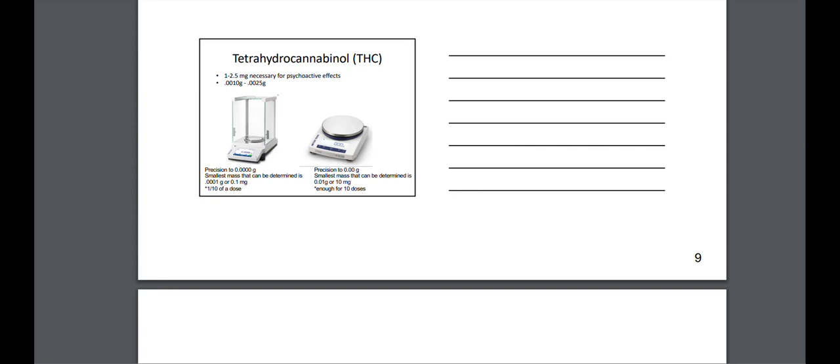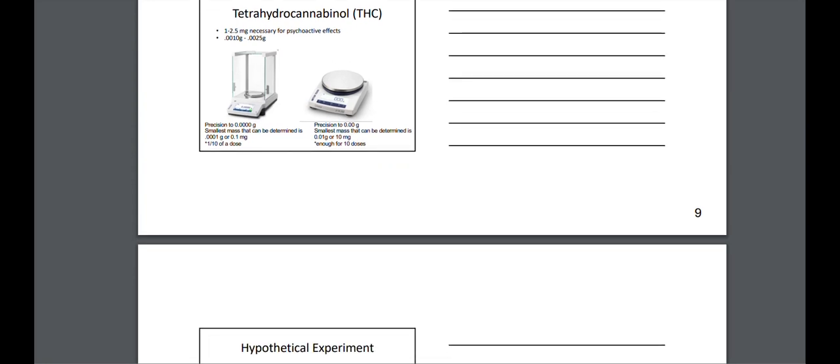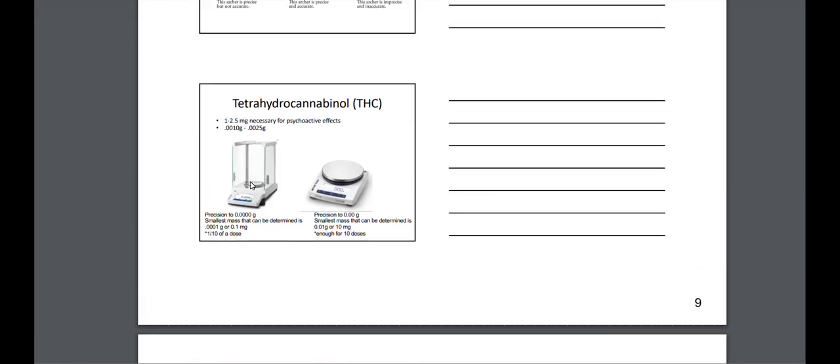Because if the DEA officer shows up and I show him this balance that I'm using to measure my daily use for THC, I could be suspended, and my license could be suspended because I could be wasting many milligrams of THC because my balance here is not giving a reliable result. So a scale with a high precision is always favored in this case.